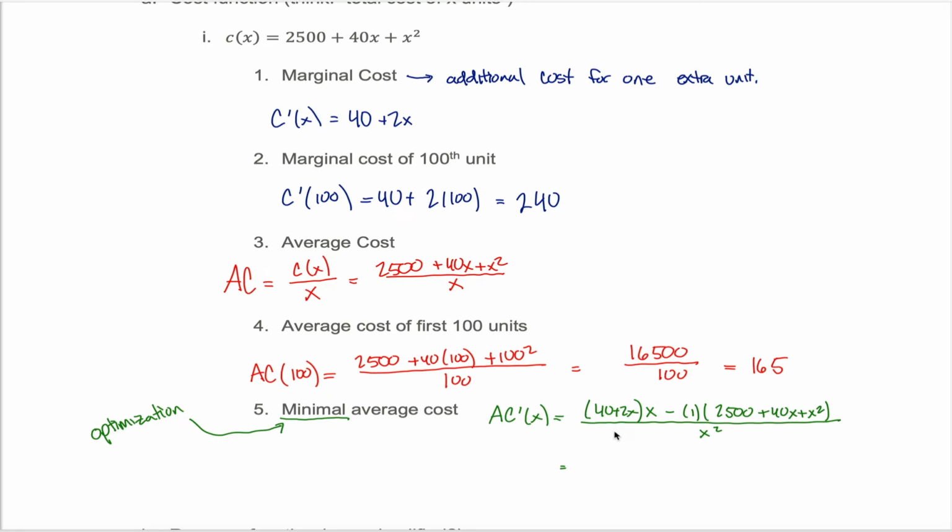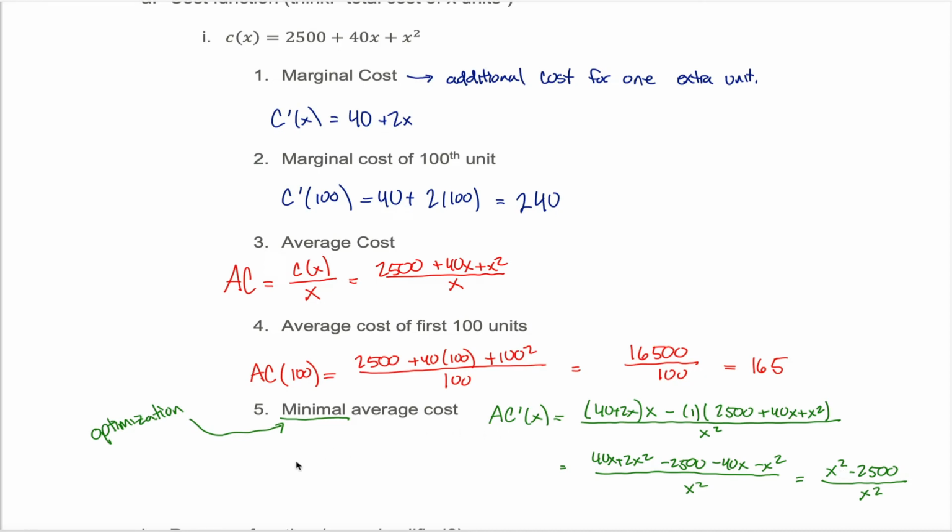If I simplify this thing a little bit, I got 40x plus 2x squared in this term. And then from that, I want to subtract 2,500. I want to subtract 40x, and I want to subtract x squared. And that entire thing is divided by x squared. Combining like terms, I got 2x squared minus 1x squared, so I got x squared. I got 40x minus 40x, so those go away. And then I have this negative 2,500. Divide that whole thing by x squared, and I've got the derivative of my average cost function.